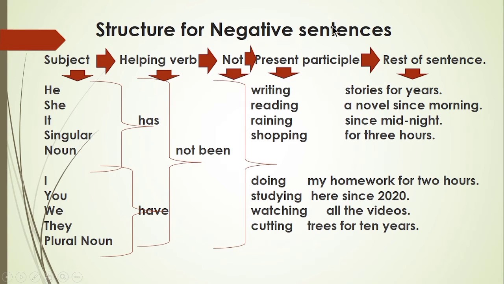Negative. How to make negative sentences? A very simple thing is to introduce not after has and have and the sentence becomes negative. So subject followed by helping verb has or have, then not and then been, then ing form, and then the rest of the sentence. For example, he has not been writing stories for years. She has not been reading a novel since morning. It has not been raining since midnight. I have not been doing my homework for 2 hours. You have not been studying here since 2020.